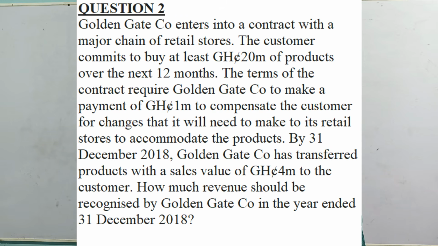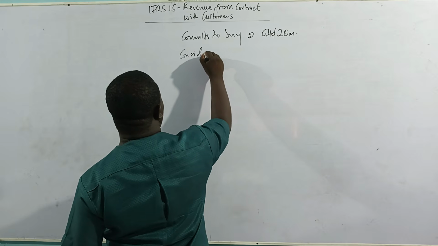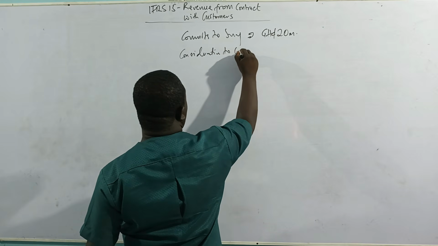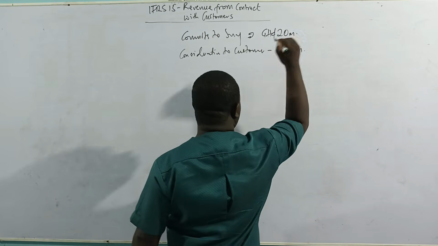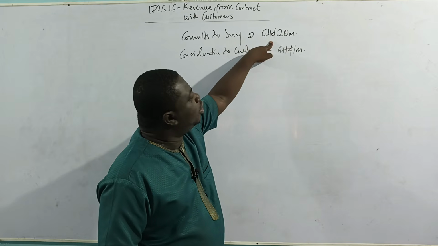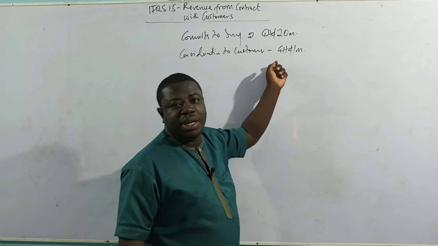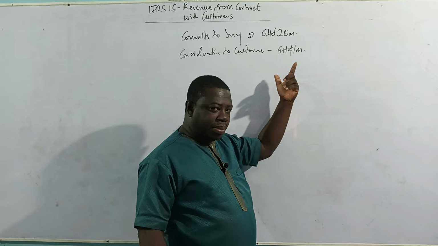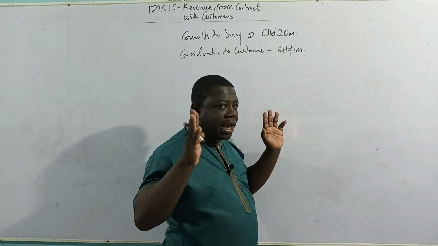The terms of the contract require Golden State to make payment of 1 million to compensate the customer. So there is consideration to be paid to the customer to compensate the customer. 1 million. So please take note. The customer has committed to buy 20 million. So this is how much we are taking from the customer. However, we are also going to pay back 1 million to the customer as compensation. Please take note. So you see that when we net it off, the commitment becomes 19 million.